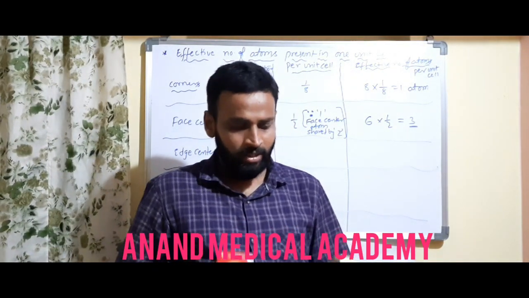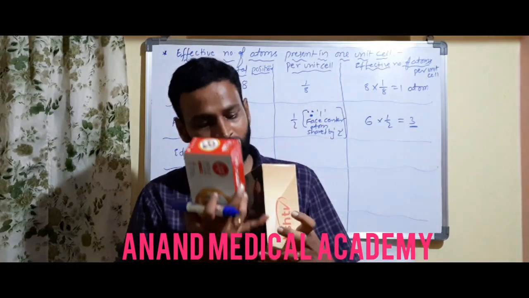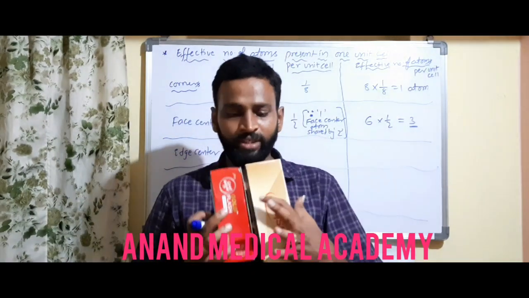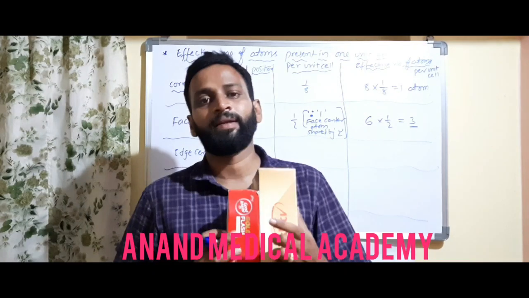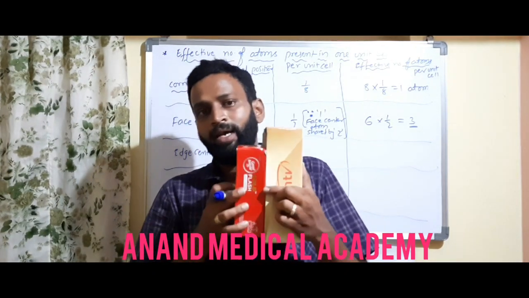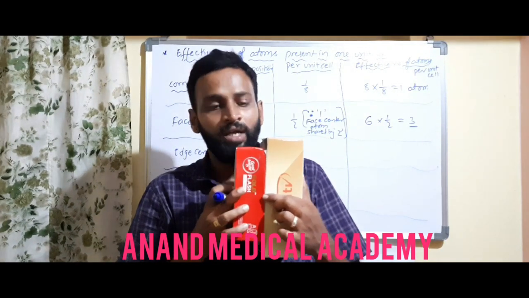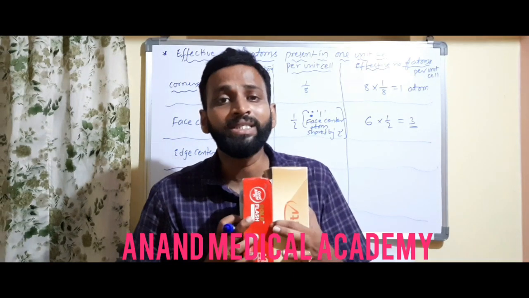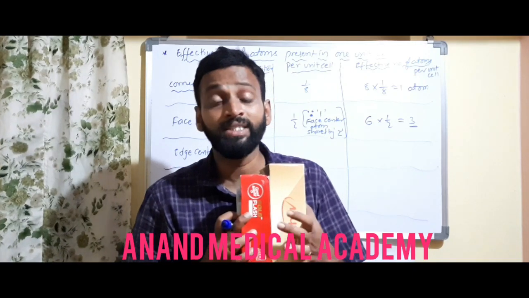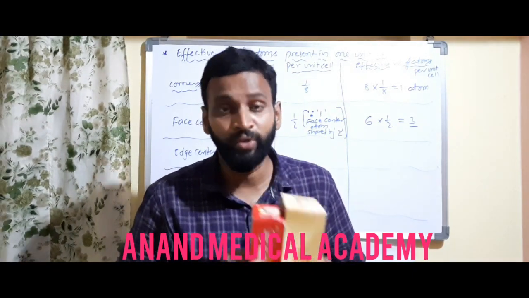Got it what I am saying? This is called an edge, and this is called an edge. So here an atom is there, just see. Here you have an atom. So this edge center atom is shared by 2 unit cells here, plus 1 here, plus 1 here. So 4 unit cells are sharing. One edge center atom is shared by 4 unit cells.